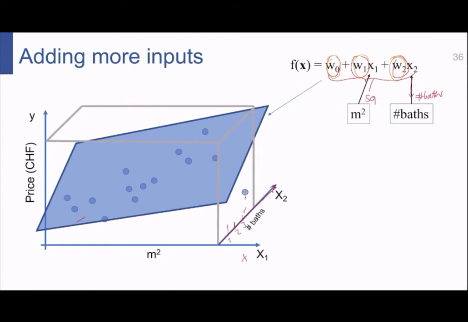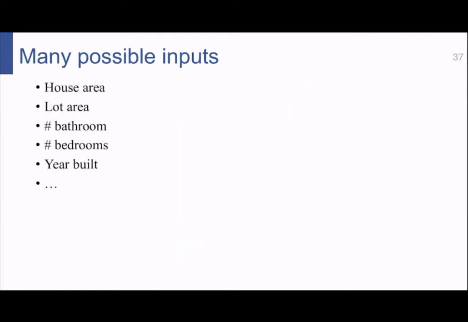Right, the square footage, the number of baths. And of course we can also add, as we saw in the example in Colab, there are many other features that we can use. We have the house area, it can be the lot area, number of bathrooms, the number of bedrooms, the year that it was built, etc. The list is endless.